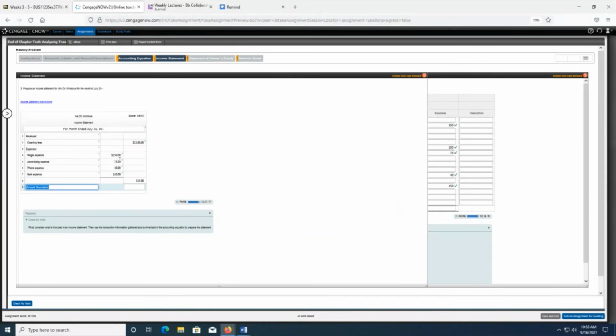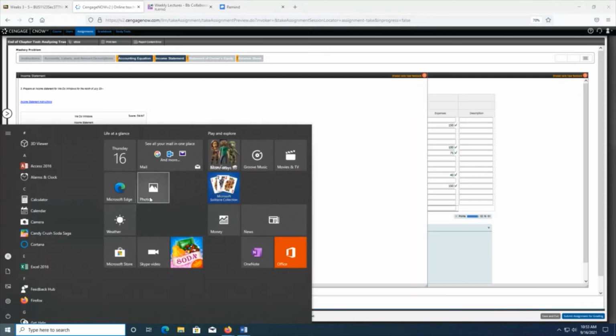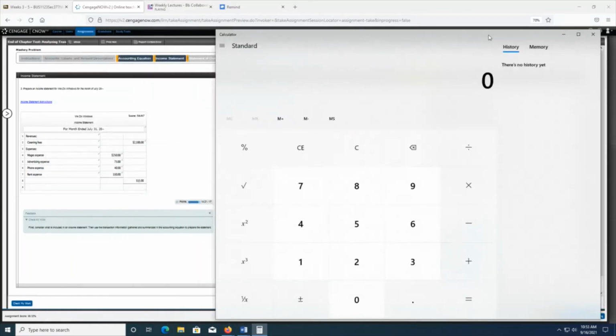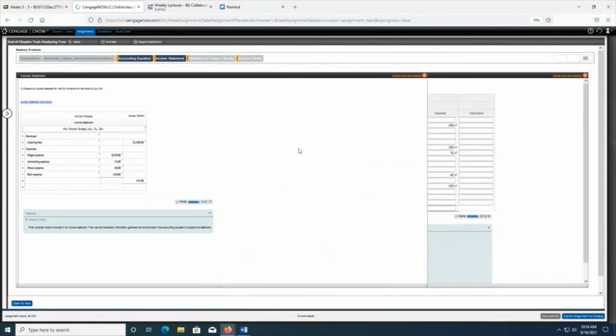So we have, let's see, 5, then we have 7 plus 5 is 12, plus 5 is 17. I don't know, let me use my calculator real quick. All right, so 75 plus 250 plus 40 plus 150 equals 515. I was right. I just said that. Okay. So 515.